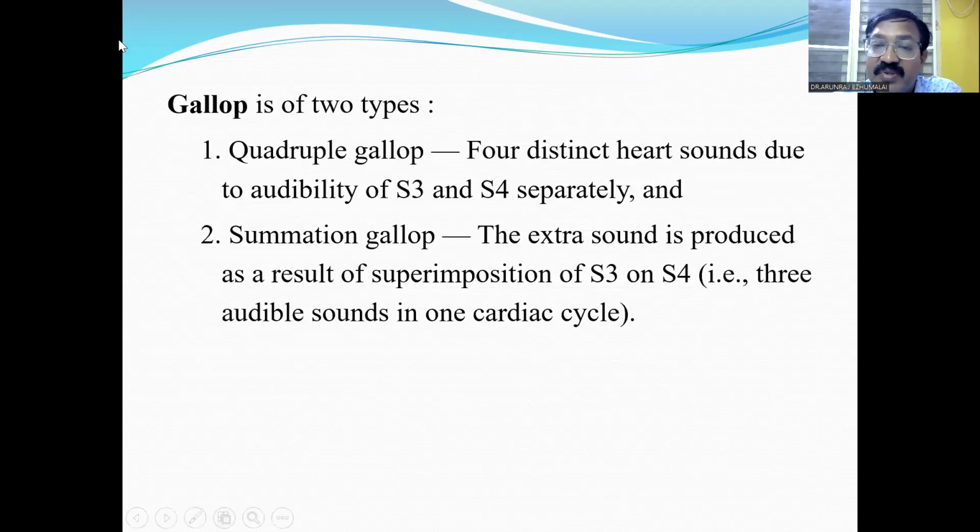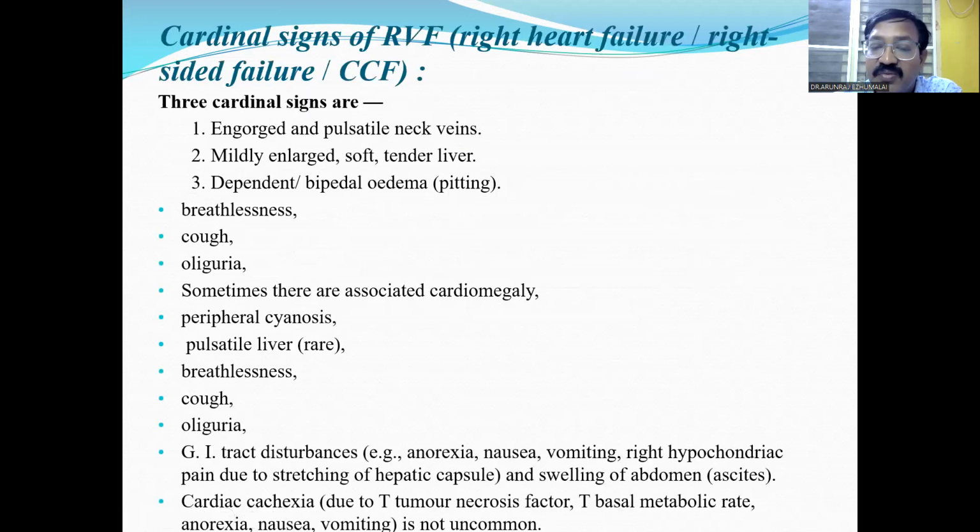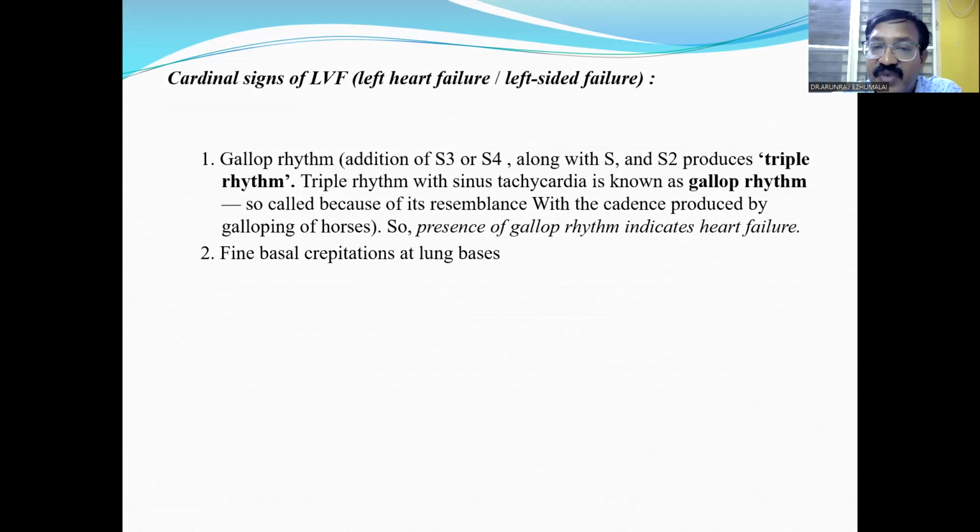So left ventricular failure: bilateral basal crepts, and gallop rhythm with S3 or S4. There are two types: quadruple gallop, in which you have S1, S2, S3, and S4 as separate sounds, and summation gallop, in which S1, S2 will be there, then S3 and S4 are superimposed over and above. That is called summation gallop. So left heart failure, basal crepts, by that we tell, and by gallop rhythm we can tell left heart failure.